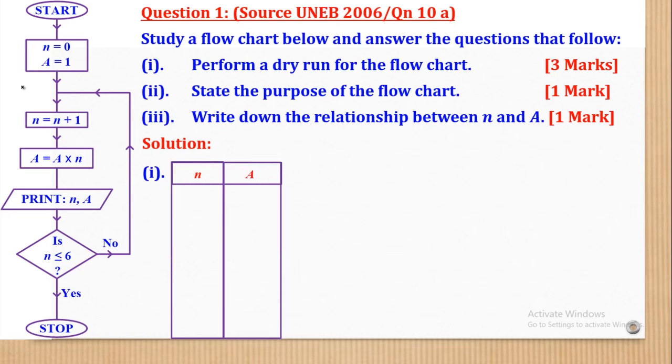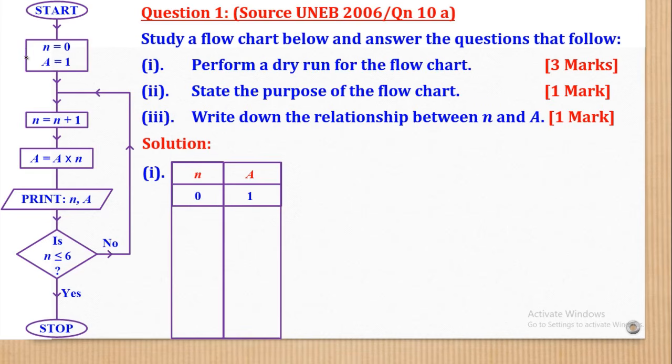For a flowchart, for you to perform a dry run, follow the arrows as they are. Don't interchange and don't assume anything. So from the start, we shall go to these initial values. The initial values, they told us n is 0 and a is 1. So we shall come here and put n as 0, and where there is a, we shall put 1.